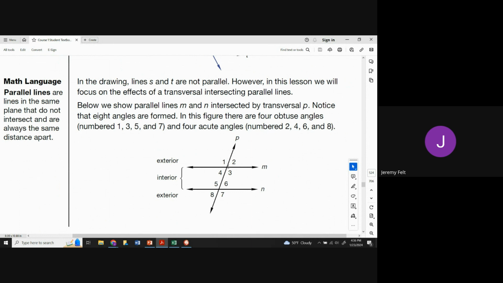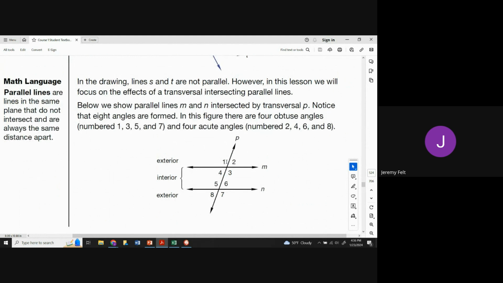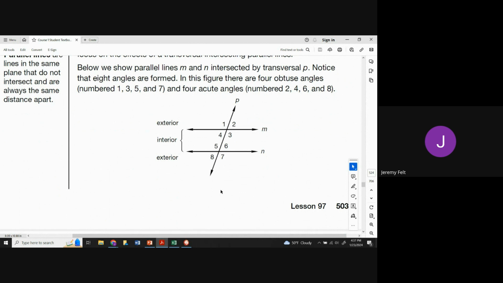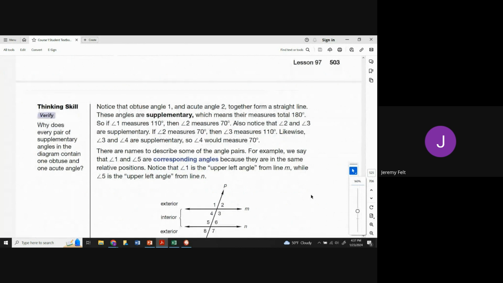We have vertical angles like 1 and 3, 2 and 4, which we've talked about before with intersecting lines. We have corresponding angles. We have alternate exterior. So 1 and 7 are alternate exterior because they're on the opposite side of the transversal and they're exterior, outside the parallel lines. Alternate interior like 3 and 5 or 4 and 6 because they're on the opposite side of the transversal and inside the parallel lines. And then off of that we can really find any of our angles that we're missing.